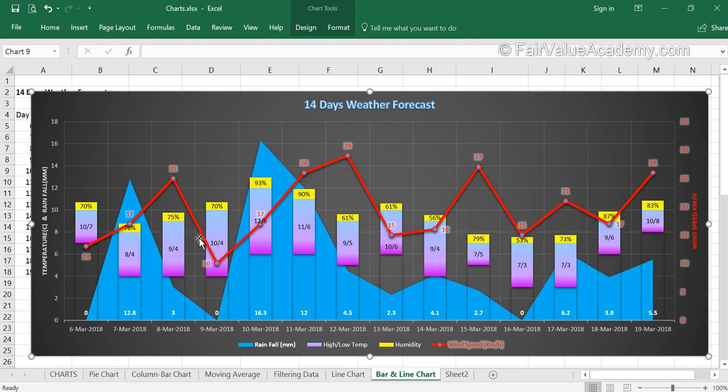Hello and welcome. Take a look at this great looking 14 days weather forecast chart. So what are the special features of this particular chart? There are 5 types of data series in this chart, out of which 4 are of different kinds.